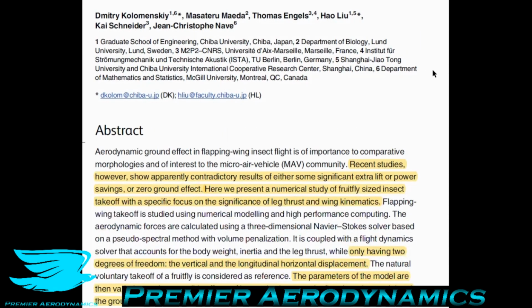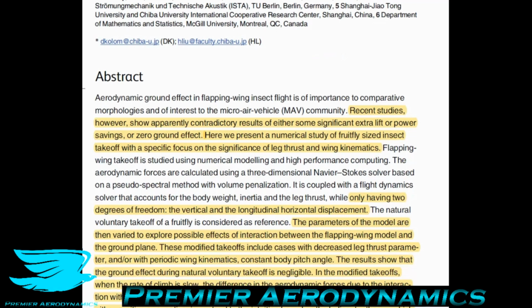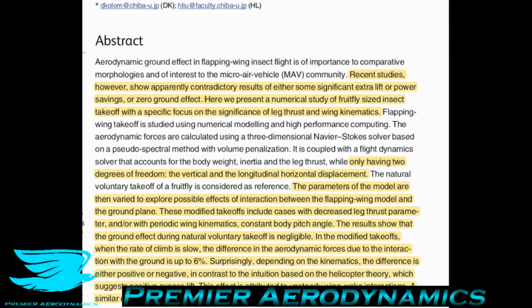And in this paper, they model a fruit fly in CFD. And they talk about how this differs and is similar to a rotary aircraft in ground effect. So they start off with the abstract and they say, in recent studies, there's a contradiction in results in terms of whether the ground effect of an insect is positive or negative in terms of lift. And some even have zero ground effect.